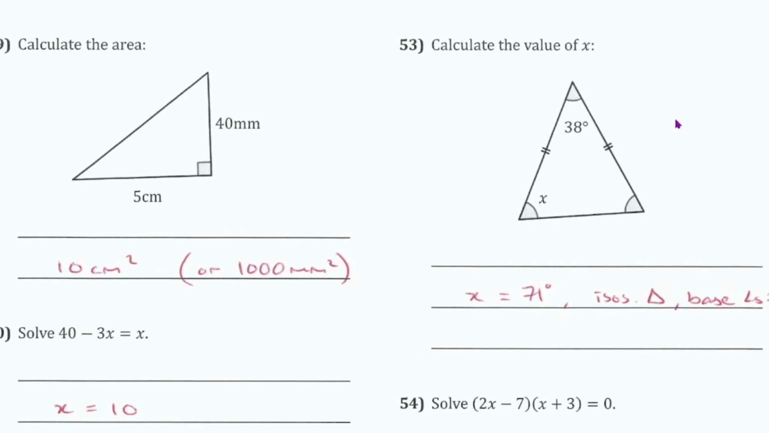For question 53, we've got an isosceles triangle. Because this triangle is isosceles, this angle is going to be the same as this angle. So because this top bit is 38 degrees, we know that these two are going to be the same. We say, well, what's left over? Well, the leftover that's going to be split evenly amongst these two is going to be 142 degrees. And 142 divided by 2 is 71. So, and they've written here, isosceles triangle, base angles are equal because those two angles are going to be the same.